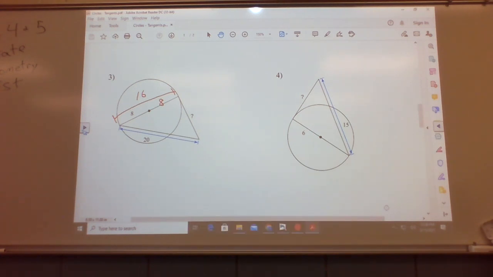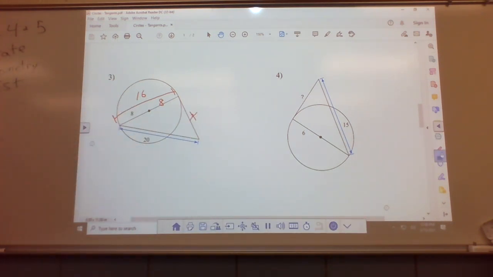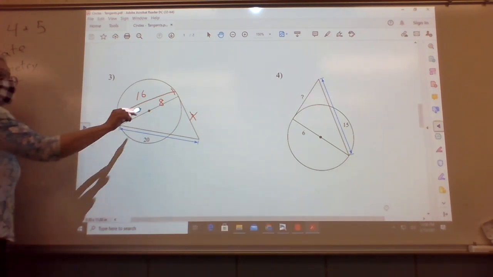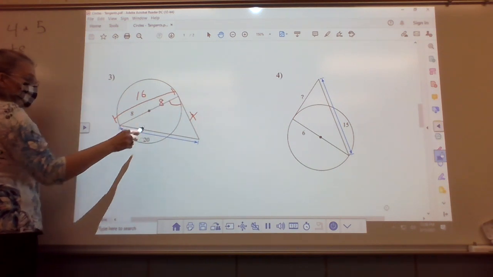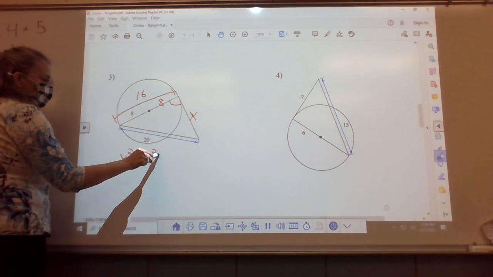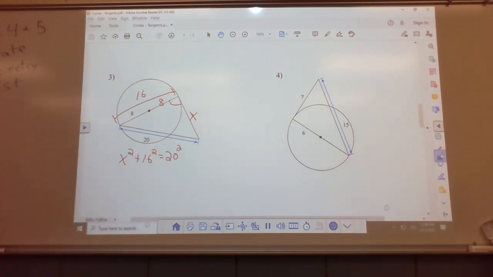So now I have 3 sides. I've got the one I don't know. I've got 20 and 16. In Pythagorean theorem, what goes last? Which one will go last in this one? The 20 is the biggest side. This is my 90, so I know it's the biggest side. So x squared, 16 squared, 20 squared. The longest side has to go last.